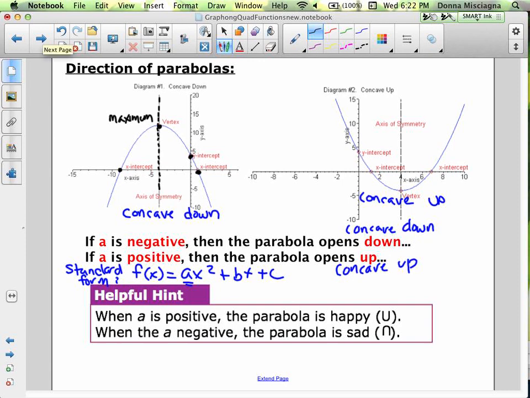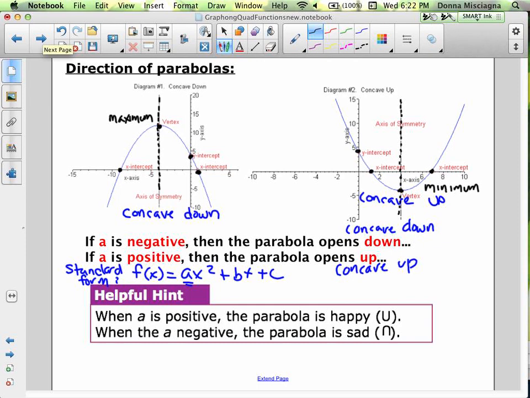Let's look at the other graph here. It also has an axis of symmetry, and all parabolas will have an axis of symmetry. Notice that that axis of symmetry did go right through our vertex. In this case, the vertex is a minimum. This parabola also has 2 x-intercepts. Not all parabolas will have 2 x-intercepts, but this one does. All will have a y-intercept.